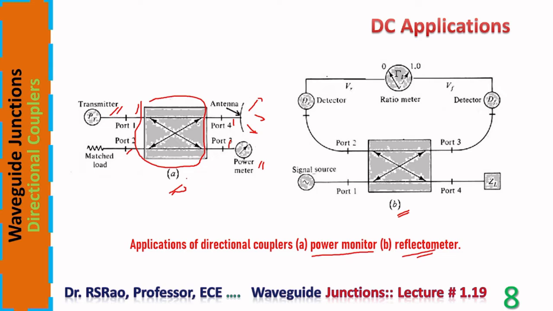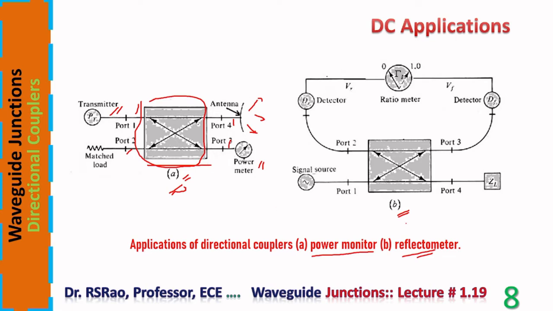So this setup that is displayed in A has a two-fold functionality. That is indicating the presence of power flow and also giving an estimate of the amount of power flow. This setup is called a power monitor. One can notice in the power monitor arrangement, the role of the directional coupler is a critical one.